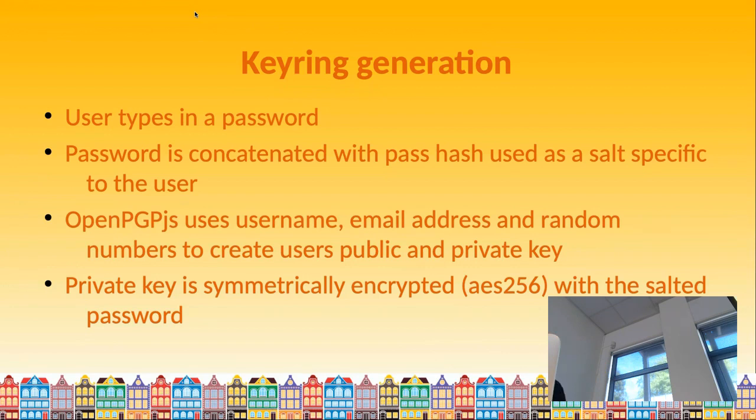OpenPGP.js uses the username, email address, and random numbers to create the user's public and private key. The private key is symmetrically encrypted with AES-256. This is the default algorithm in OpenPGP.js, but it allows changing that. So in the future, if a more secure algorithm than that comes, we could use it, but this is the biggest security we could have so far that is known.